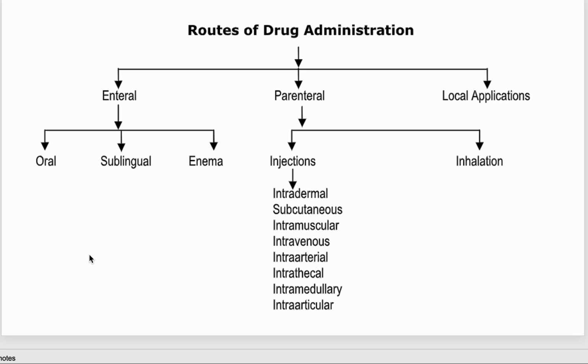Intramuscular is when the drug is given directly to the muscle. It includes soluble substances, mild irritants, suspensions or colloids.